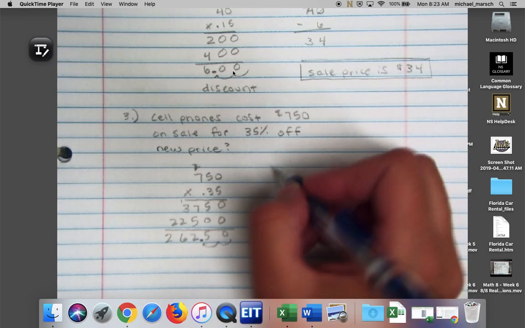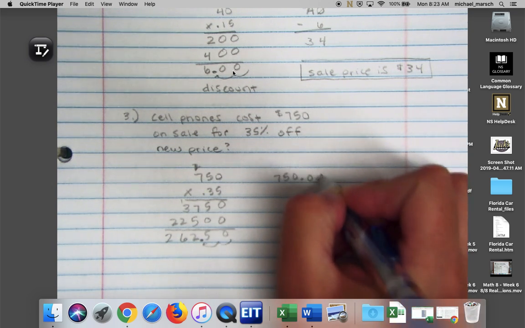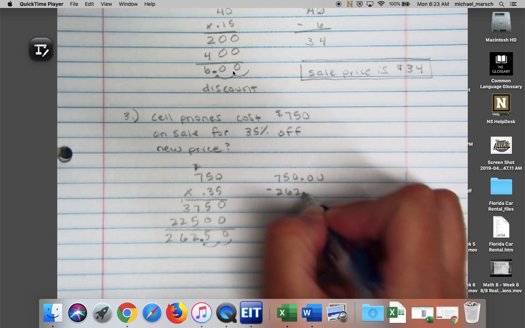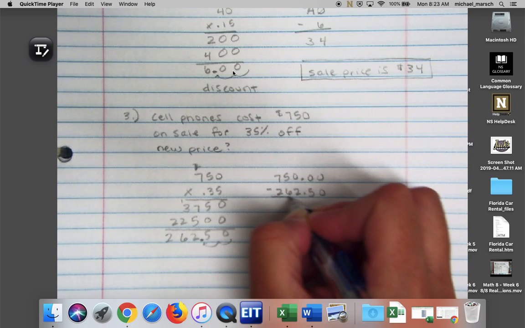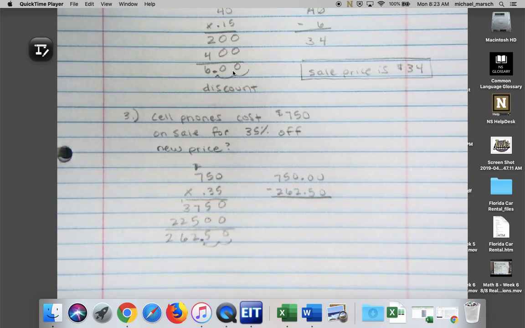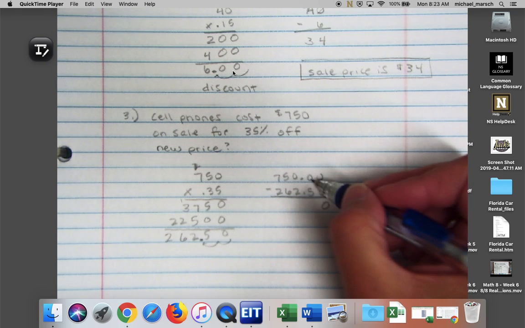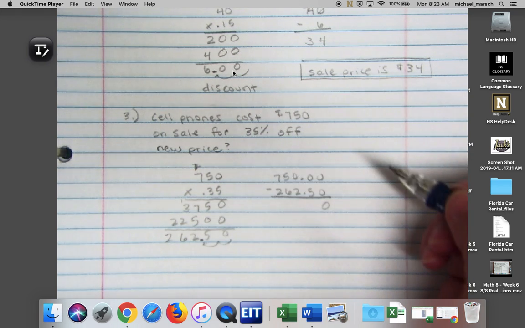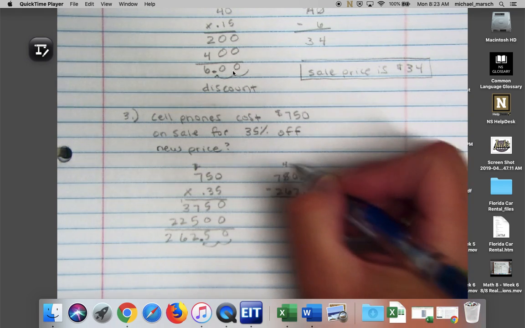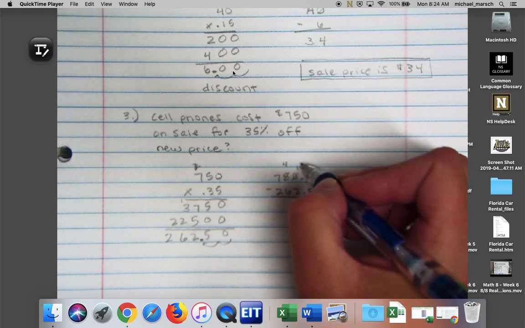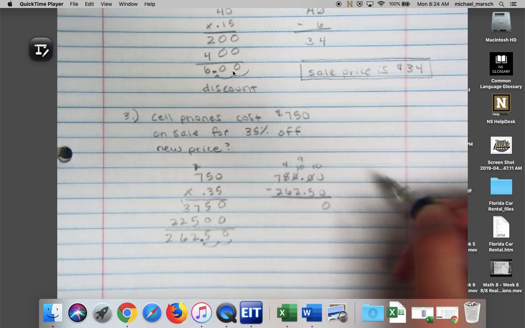So now I have to take that $750 and subtract $262.50, right? And this is why we spend all that time on those decimal operations and things, because there's a lot of zeros in this number. So we have to make sure that we borrow accordingly. 0 minus 0 is 0. I can't do 0 minus 5. I can't do 0 minus 2. So this is going to turn into 4. This turns into 10. And then this turns into 9, and this turns into 10.